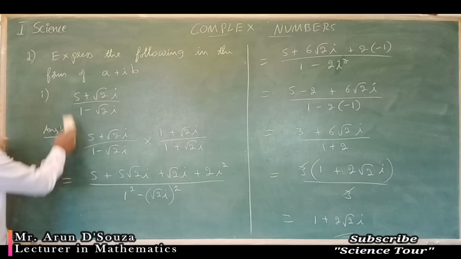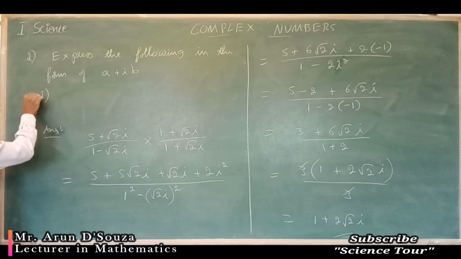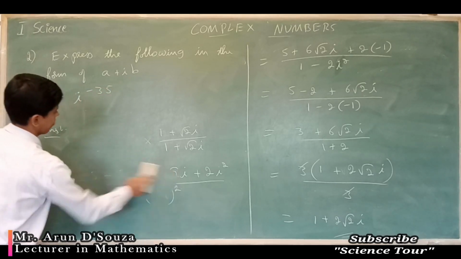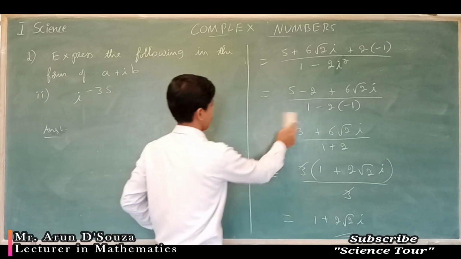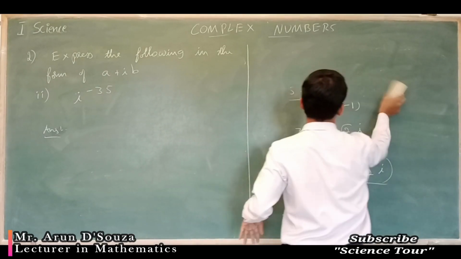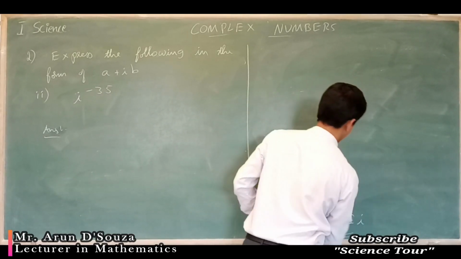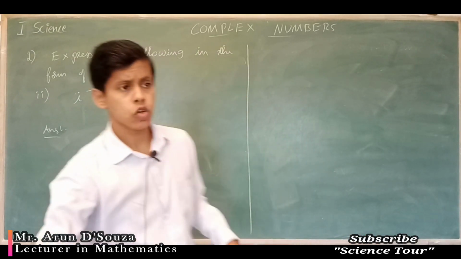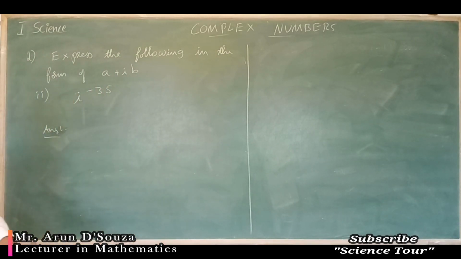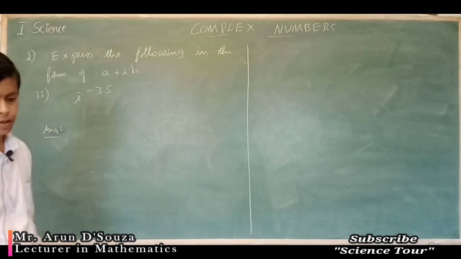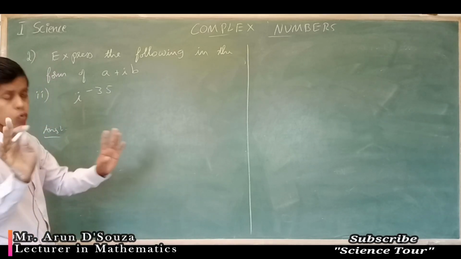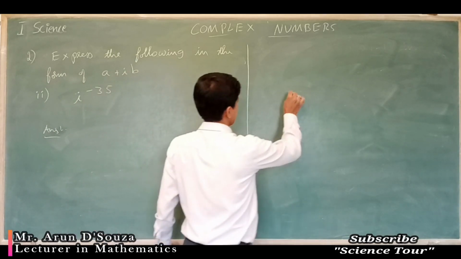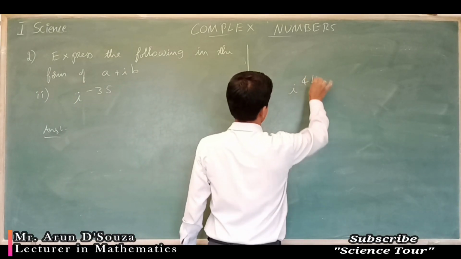So this is the first one. Now the second one is i raised to minus 35. Okay, so i raised to minus 35 you can solve in two methods. We have done this, i raised to minus 39. Remember? Okay, so minus 35, right? Well, see, I'll give the formulas again. I think you have forgotten.